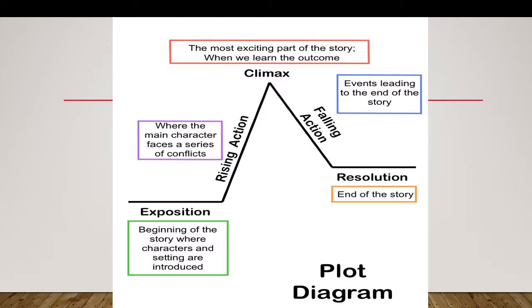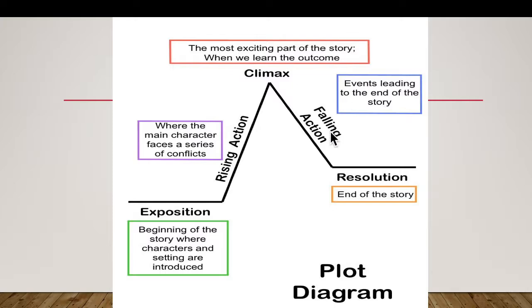And we explained to you that the plot has different parts. Exposition, which is the beginning of the story where the characters and settings are introduced. Then the plot has rising action, where the characters in the story have a problem, and step by step they think what they should do to solve the problem. Climax is the most exciting part of the story when something amazing happens, something shocking happens. That is called a climax.